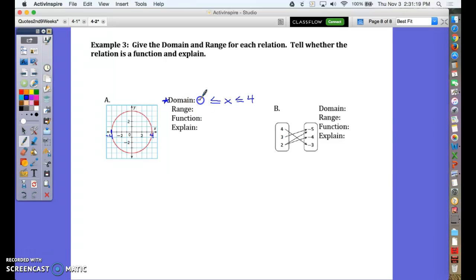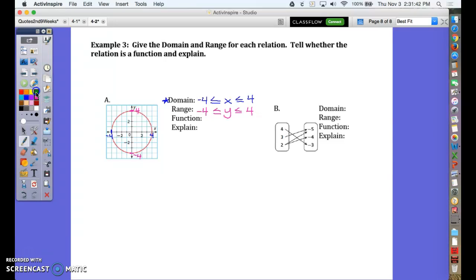When I do the range, now I'm looking at the y-axis. The y-axis, the highest point is 4. The lowest point of my graph is -4. So we just happen to have them be the same, but they will not always be the same here. We can see that y is greater than or equal to -4 and less than or equal to 4.